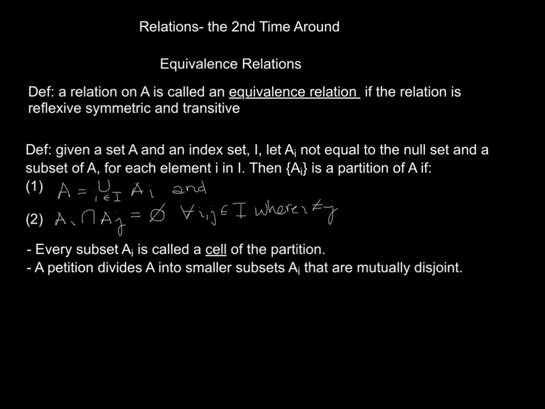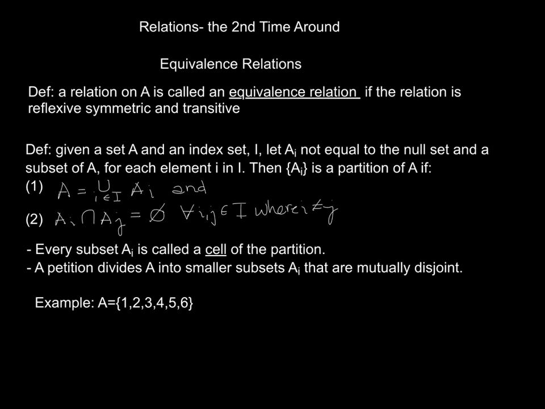Every subset A sub i is called a cell of the partition. Essentially, what a partition does is divide A into smaller subsets A sub i that are mutually disjoint. An example: let's say that we have A equal to {1, 2, 3, 4, 5, 6}.